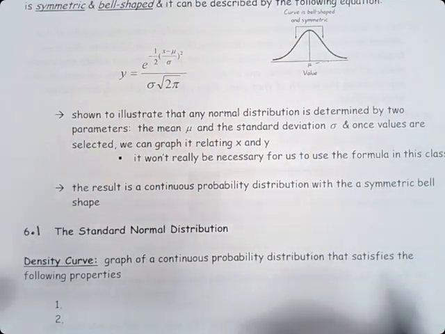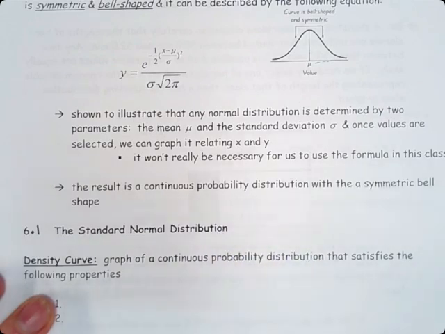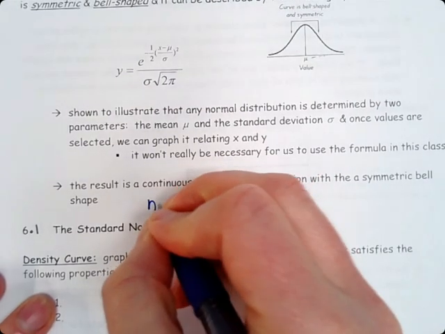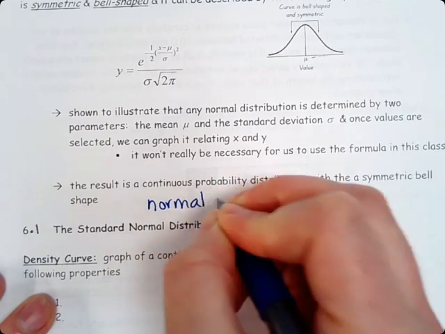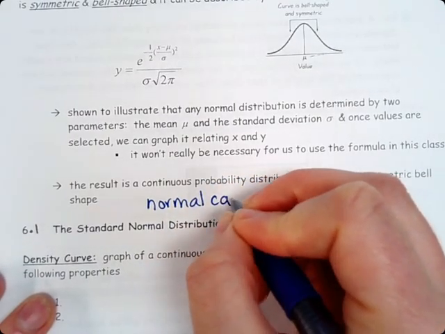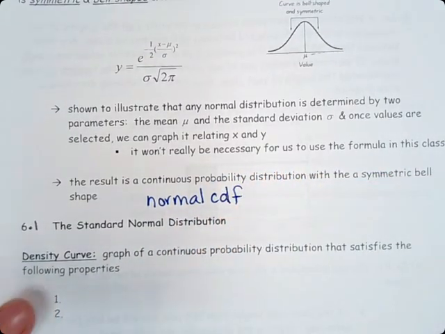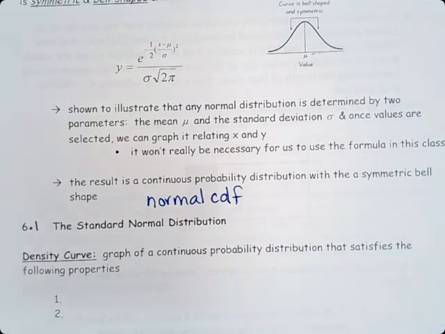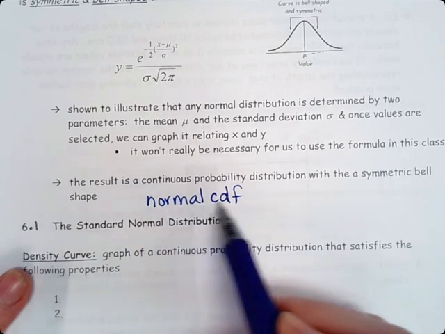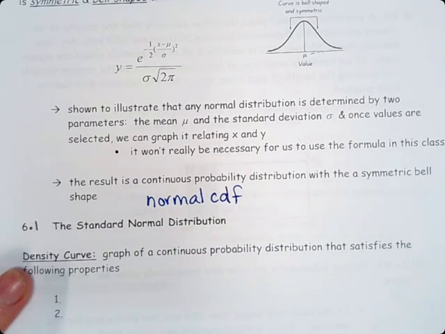Okay, and we are looking at continuous probability distribution. So it's a normal CDF. So remember yesterday how we did binomial PDFs and CDFs? So today we'll be looking at normal CDFs.